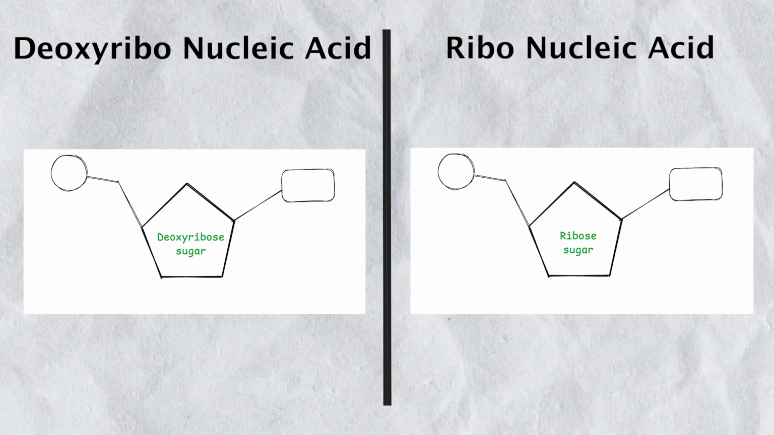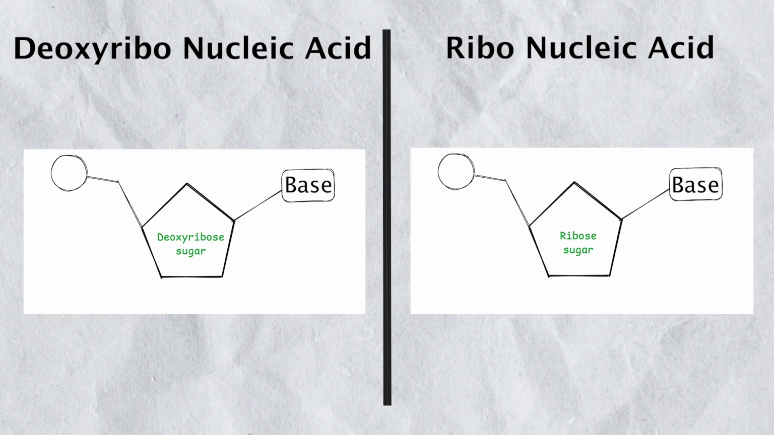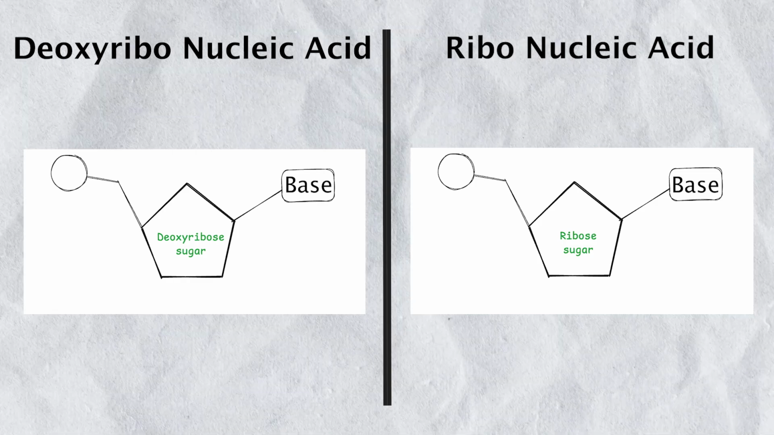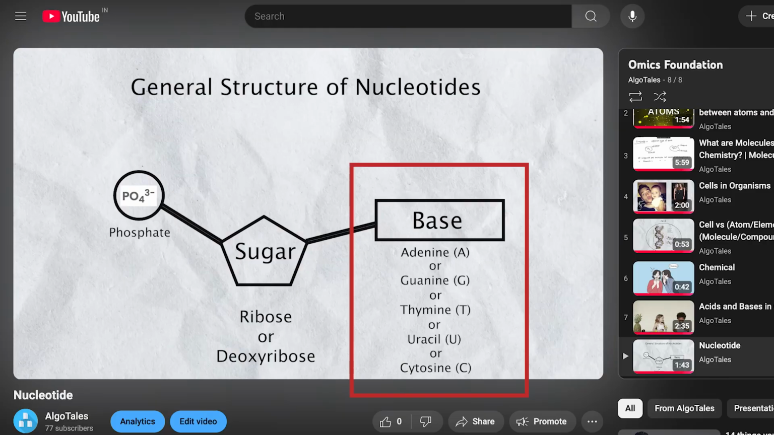What about the base part? Does that have any difference between DNA and RNA? In the previous video, I told you that a nucleotide can have one of these five different bases: A, G, C, T, and U. A stands for adenine, G stands for guanine, C stands for cytosine, T stands for thymine, and U stands for uracil.